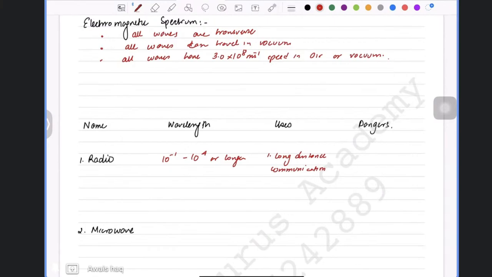They're also used in studies related to space, so astronomy. Then they're also used in RFID, radio frequency identification. RFIDs are basically trackers that we can use to locate certain things. Radio frequency identification, that you guys need to remember. Anyway, there are no dangers of radio waves, so let's move ahead.